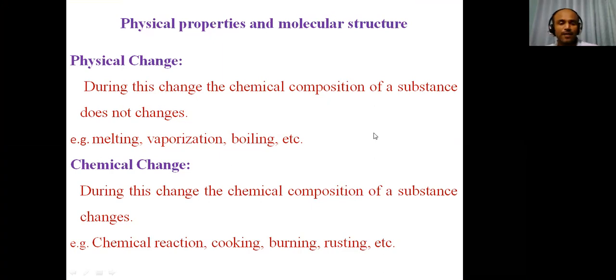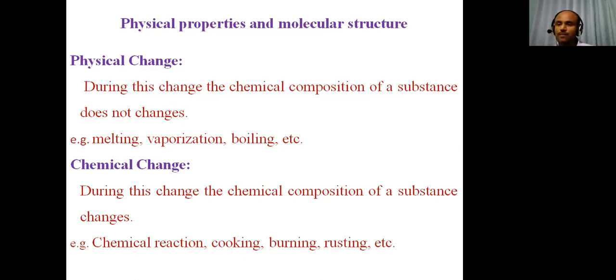Now the next point is chemical change. Chemical change is the change during which the chemical composition of the substance changes. Examples of chemical changes are chemical reactions, cooking, burning, rusting, etc. So during burning, the chemical composition changes. During rusting, the chemical composition also changes. Suppose we consider the rusting of iron.